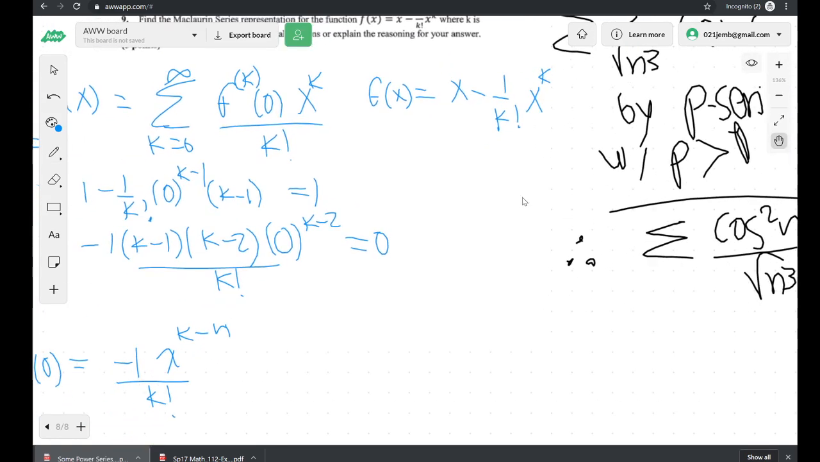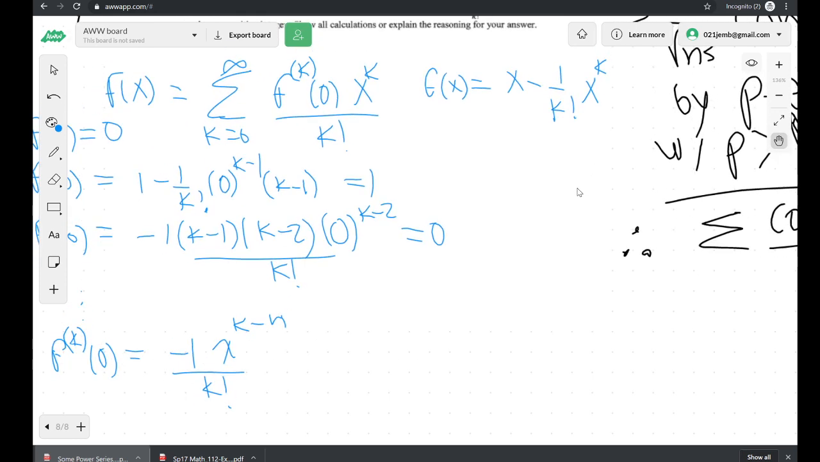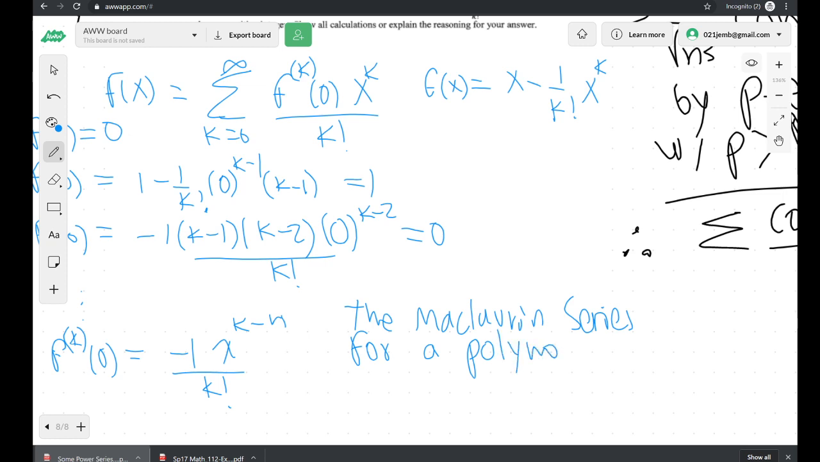So we're left with the same function. That tells us that the Maclaurin series representation for a polynomial is just the polynomial itself. So the answer is just going to be f of x equals x minus x to the k divided by k factorial.